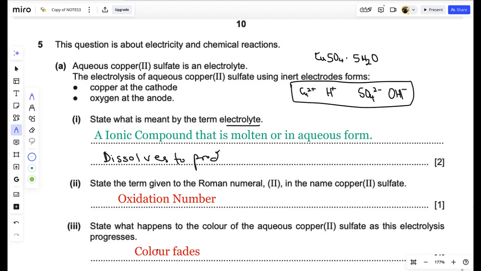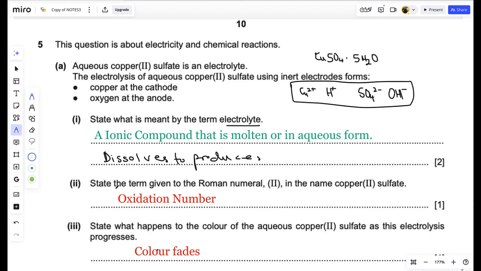These ions will migrate or be discharged at the anode and the cathode correspondingly. The positive ions will migrate to the negative electrode and be discharged there, while the negative ions will be discharged at the positive electrode. Okay? So you get your 2 marks if you're able to define this.